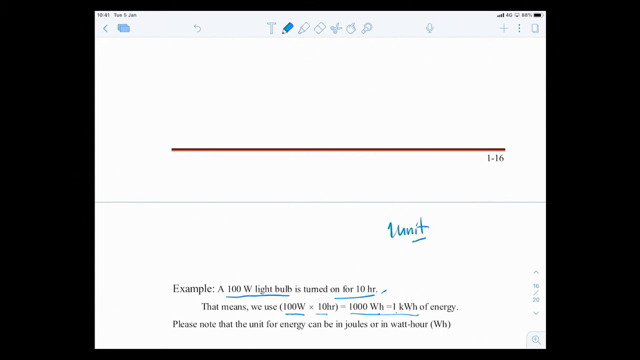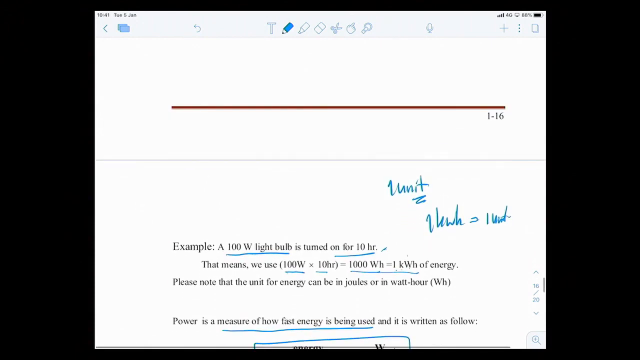We charge the electric bill using a unit. 1 kilowatt hour is equivalent to 1 unit. So now, if you live in a dorm, you can go and ask how much your dorm charges for electricity for 1 unit.